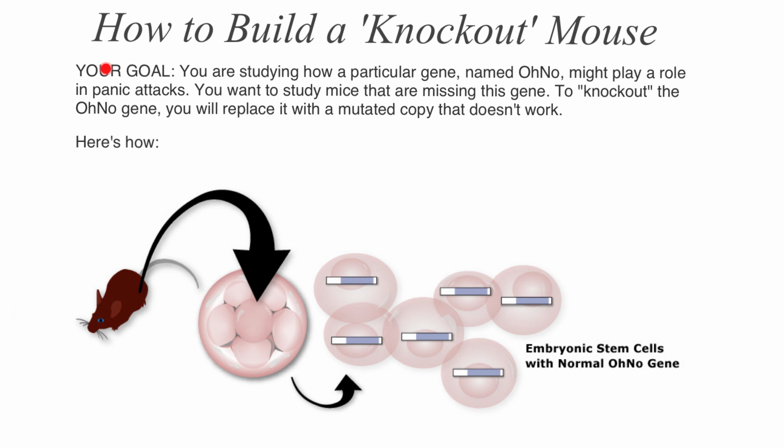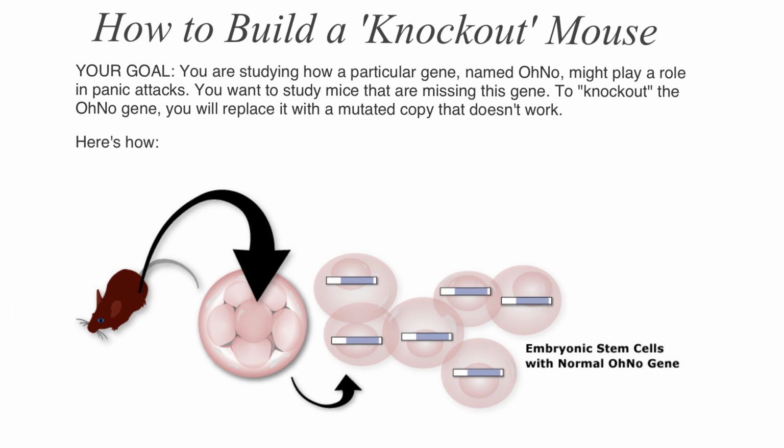So here's the problem. Your goal: you are studying how a particular gene named ONO might play a role in panic attacks. You want to study mice that are missing this gene. To knock out the ONO gene, you will replace it with a mutated copy that doesn't work. And in a few slides, I'm going to explain how to do it.